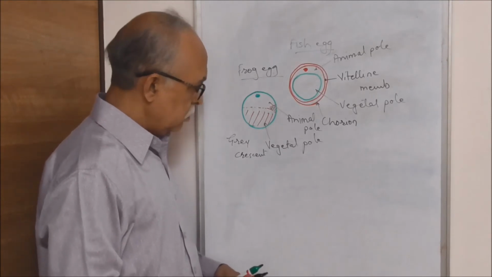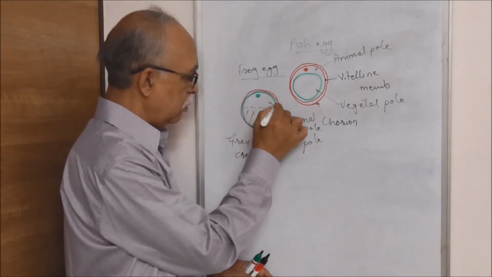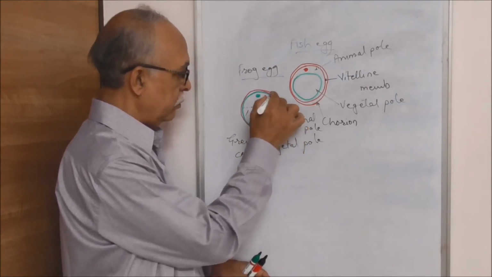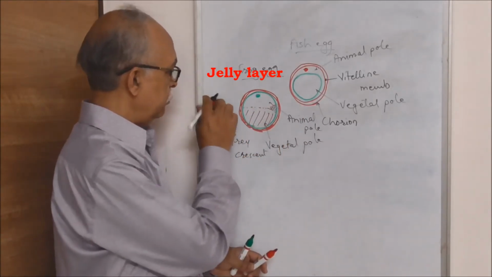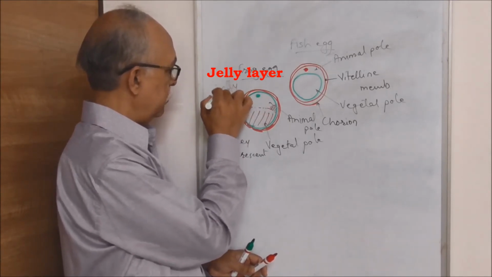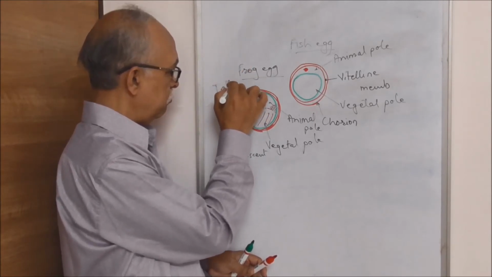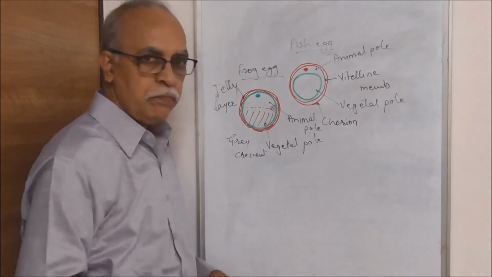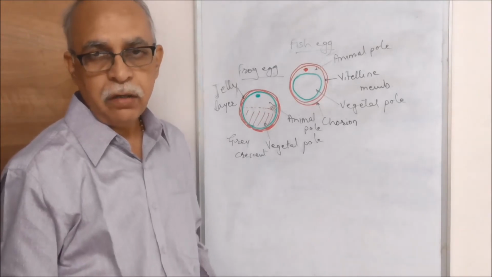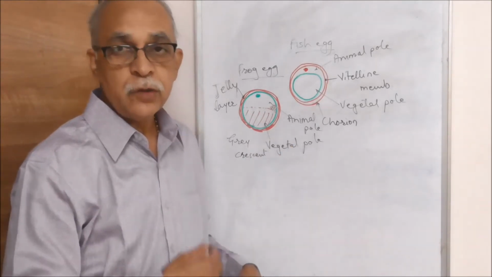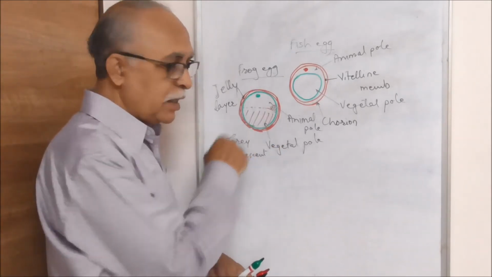In this, there is an additional layer around it, a thick covering, that is a jelly layer. Jelly layer, because see, in frogs the fertilization is external. The eggs are laid out into the water, the sperms are shed over it, and that is where the fertilization has to occur. So this works as a kind of protective layer.